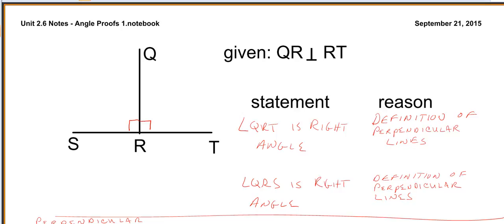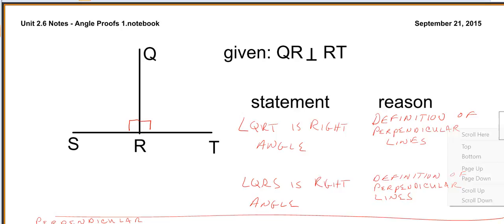Okay, the next one is a little bit more complicated, and what we see is we have two perpendicular lines. It tells us they're perpendicular. QR is perpendicular to RT. And here's where it gets a little complicated. If we know that we have perpendicular lines, the conclusion that we can make is that the angles it forms is a right angle. So QRT would be a right angle, and QRS would be a right angle. Notice I didn't say they were equal to 90 degrees, because that's a separate definition that I have to use. So anyway, perpendicular lines form right angles, and that would be something that I could use.